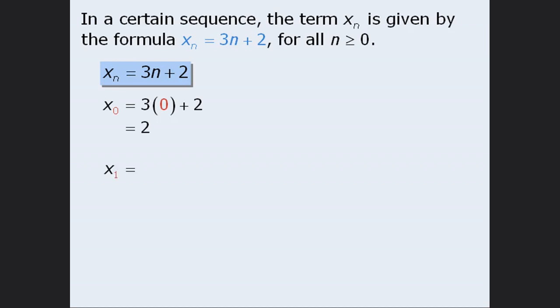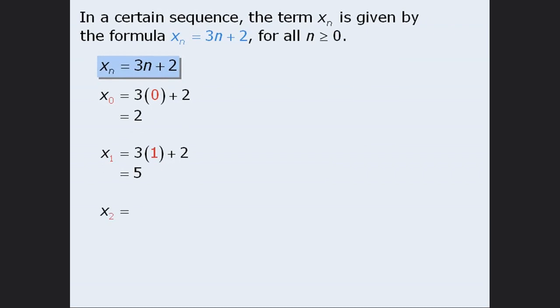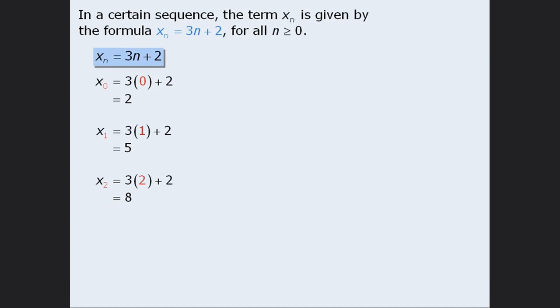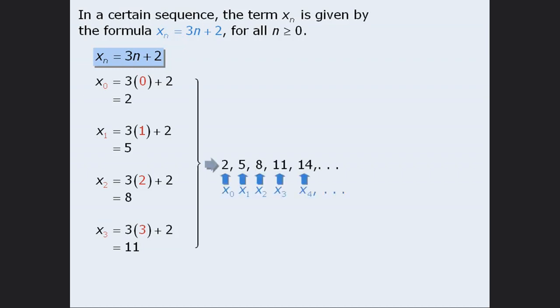Next, to find the value of term 1, we will plug n equals 1 into the formula to see that term 1 equals 5. To find the value of term 2, we will plug 2 into the formula to get 8. Using the same process, we can see that term 3 equals 11, and we can continue using the formula to find the value of any term. Since we now know the first few terms, we can see that the sequence looks something like this. Now, in this example, we are given a formula that can be used to find the value of any term in the sequence. Such a formula will not always be provided.